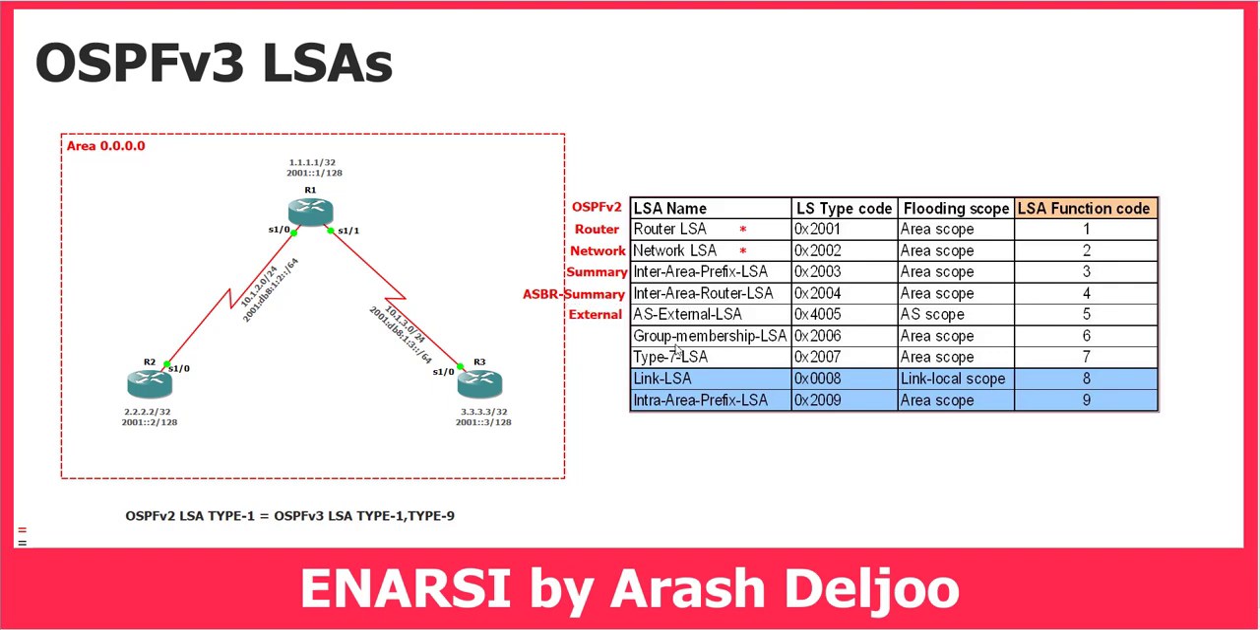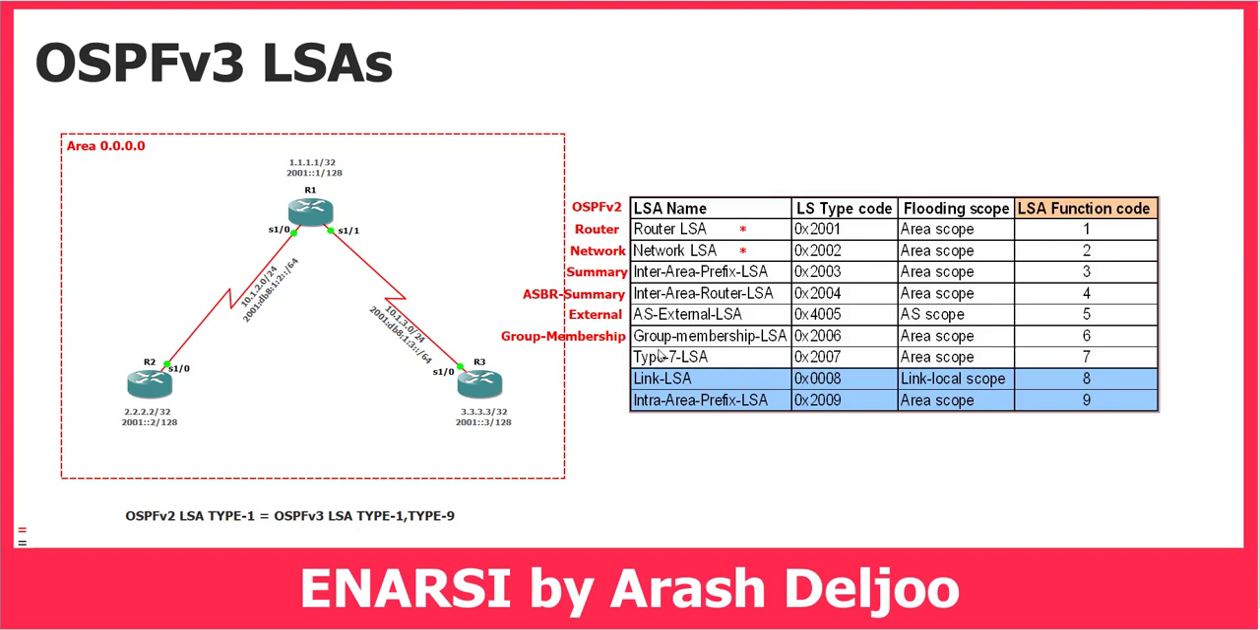About LSA type 6 in OSPF version 2, the name of this type of LSA is group membership LSA. In OSPF version 3, the name is the same. And in both versions, Cisco doesn't support them. Actually, we can say that in OSPF version 3 and OSPF version 2, we cannot use LSA type 6 in Cisco implementation, for example.